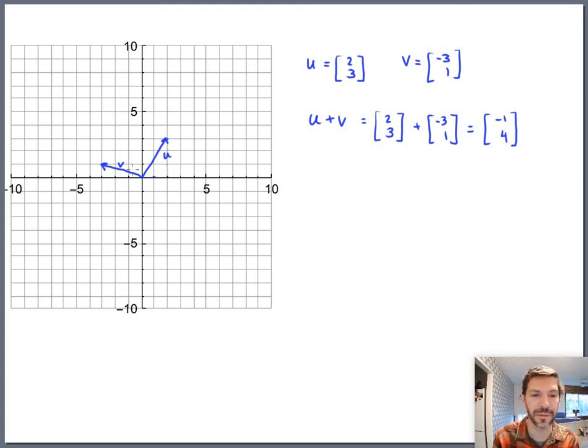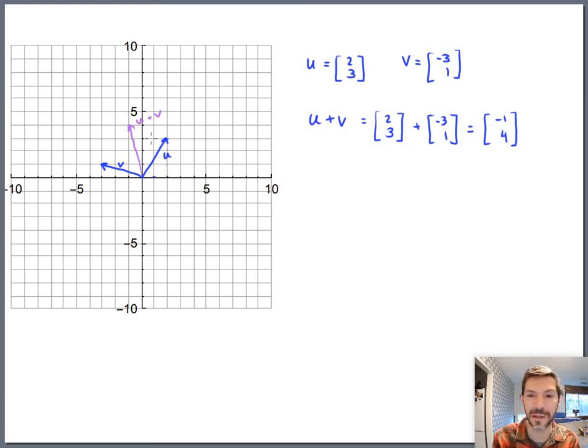Let me plot that in with another color. So negative 1, and then 1, 2, 3, 4 up is about right there. Negative 1, 4 looks about like that, so that would be u plus v. Notice we could probably have done this graphically without even figuring out the numeric answer.